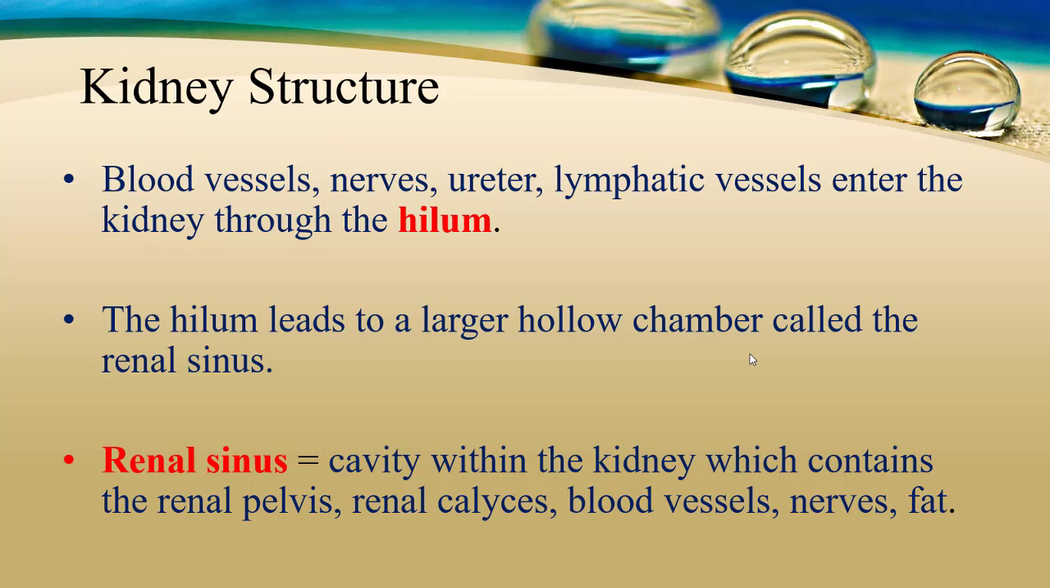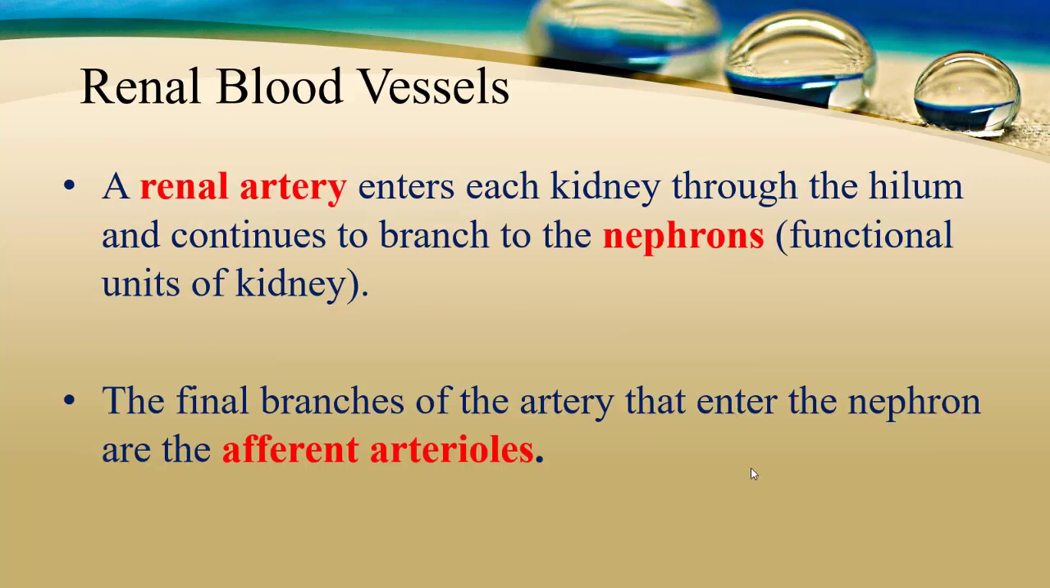And the hilum will lead to a much larger hollow chamber that's called the renal sinus. And the sinus is a cavity within the kidney that contains everything: the renal pelvis, the renal calyces, blood vessels, nerves, fat, everything. Alright, next we'll talk about some important blood vessels associated with the kidney.